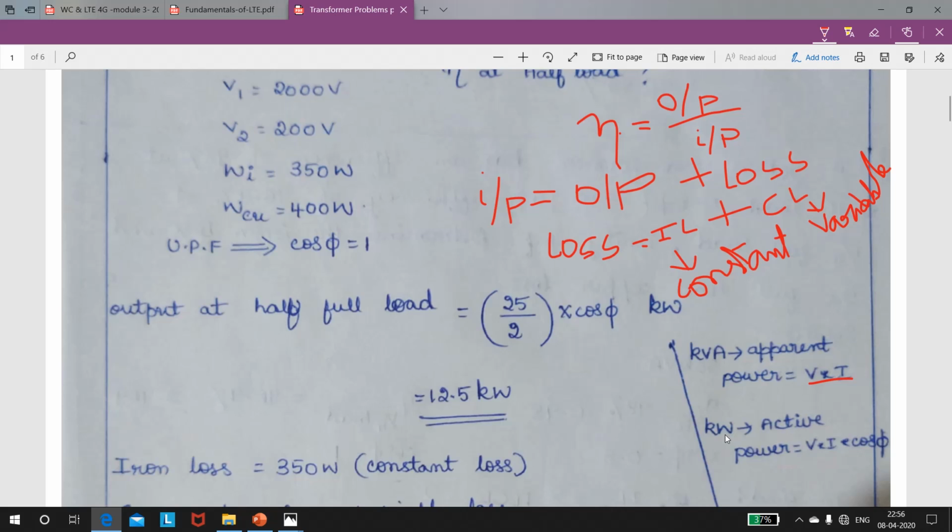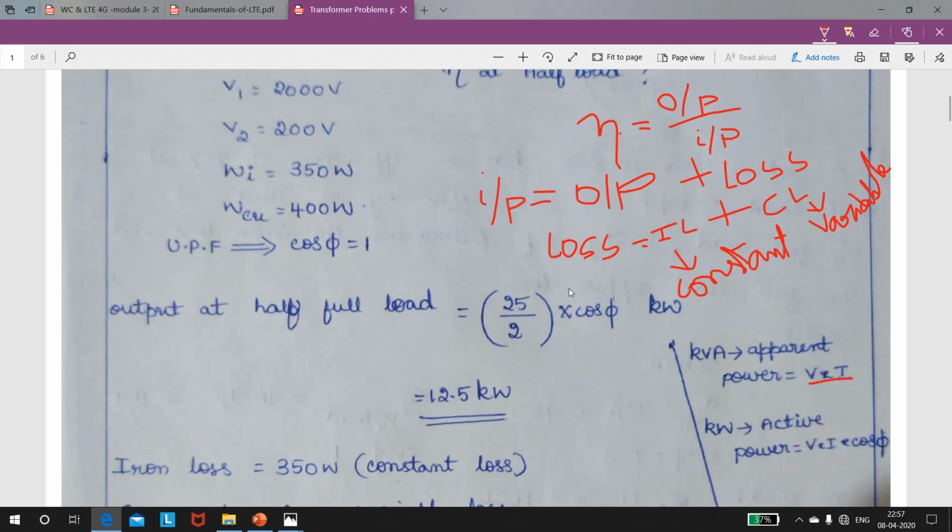How can I convert? If you see kilovolt ampere, it is nothing but V into I. So you can see there is an absence of cos phi. What about kilowatt? In kilowatt you can see it is nothing but volt into current into cos phi. So if you multiply the apparent power with cos phi, you will get the answer in kilowatts. That is what I am going to do. Since you have to calculate the output at half load, 25 by 2 into the cos phi factor will give you the answer in kilowatts.